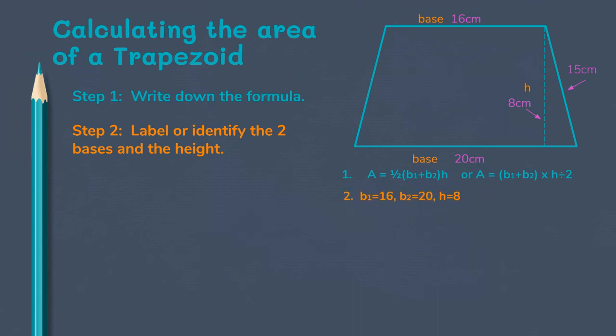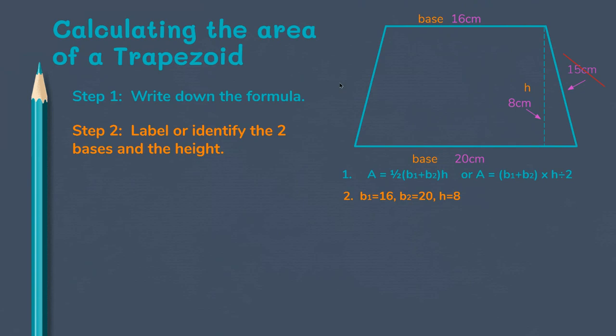So you need to write them down. Base 1, 16, base 2, 20. It doesn't matter which one you put as base 1 or base 2. You just need to remember that you have those two bases that you need to write down. And the height is 8, because that 15 up there is never going to be your height because it is a slanted line. Right? It's not a right angle with either of those bases. Neither one of those make a right angle.